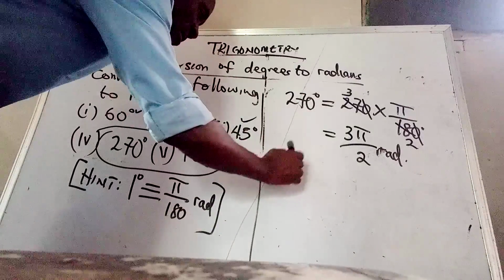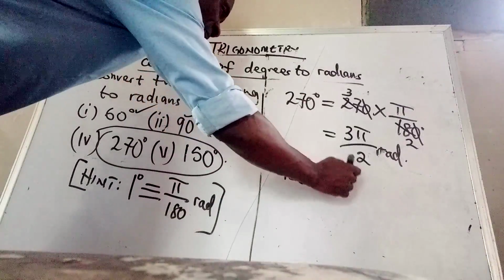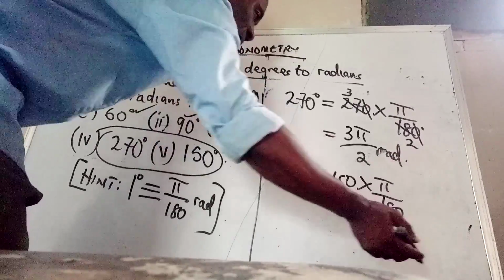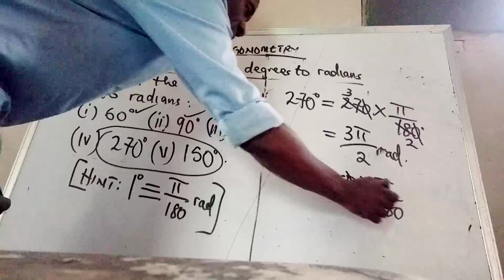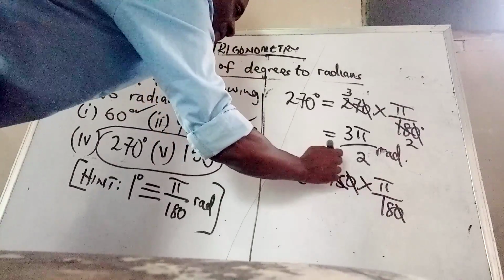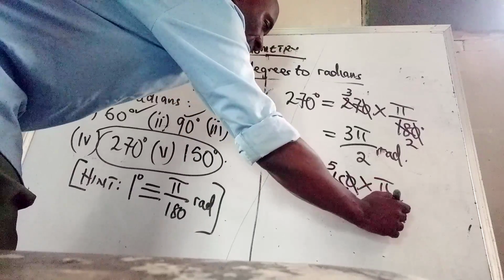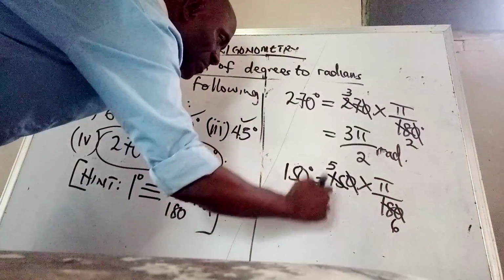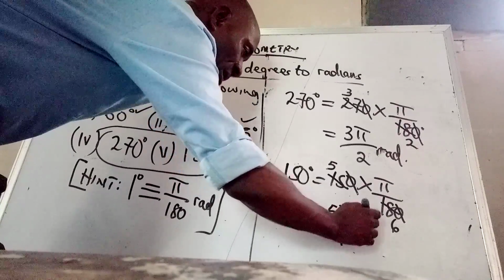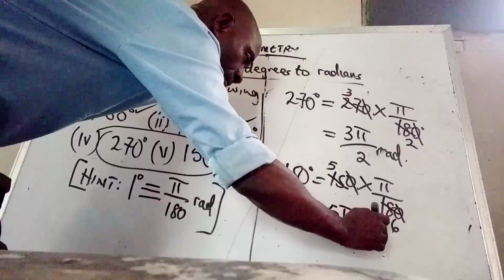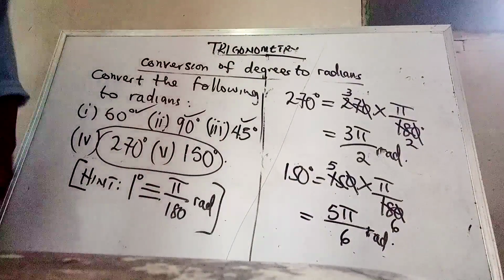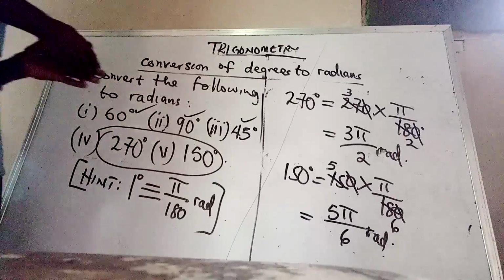As for 150 degree, that will be 150 times pi over 180. 0 cancel 0. The common factor here is 3. 3 here 5, 3 here 6. That will give me 5 times pi, 5 pi over 6 radian. And that is about that, how you convert from degree to radian.